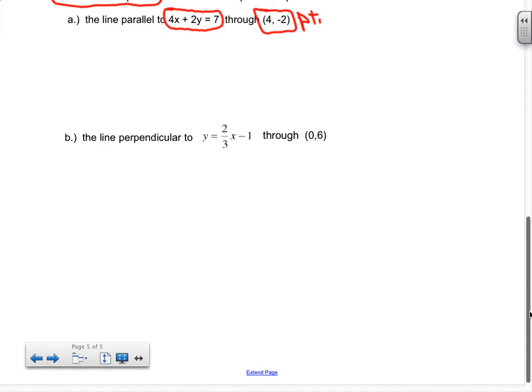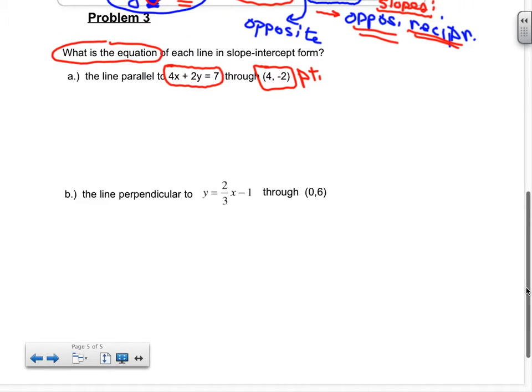This might be kind of weird, but let's just try it. Since they said write the equation of each line in slope-intercept form, your line is going to be parallel to this line right here. So if I were you, I'd go like this. There. Draw two parallel lines. Put this equation right next to this one: 4x plus 2y equals 7.